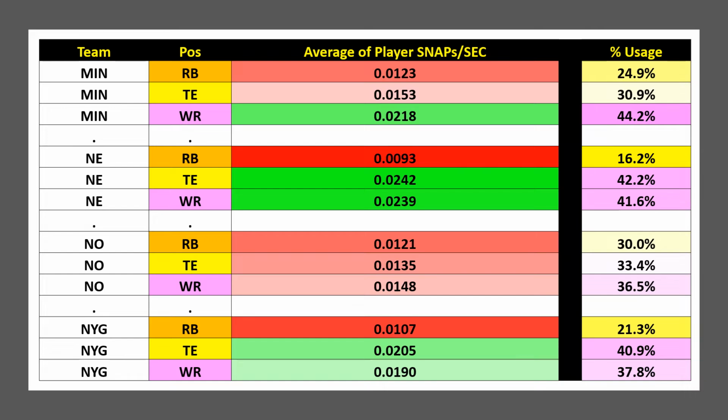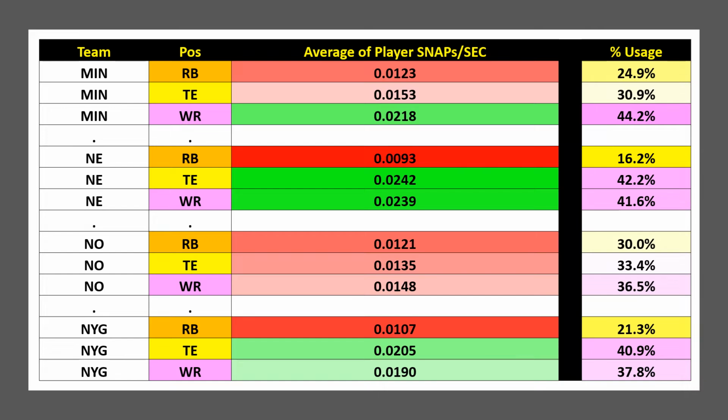New England, definitely underutilizing the running backs and probably overemphasizing the tight ends. And so some of this needs to go over here, and New England may even need to get higher than that. So they need some change here. New Orleans looks kind of balanced, and I guess that's working for them.